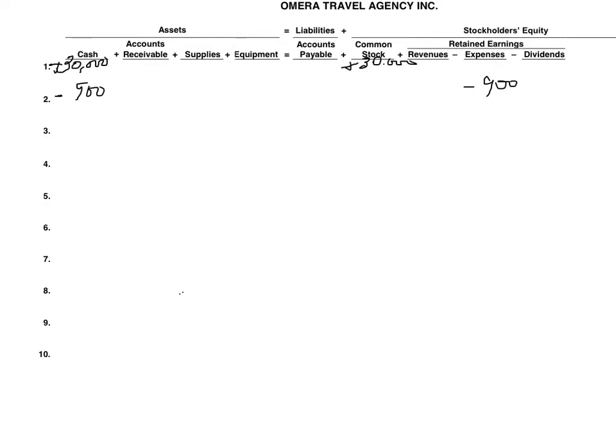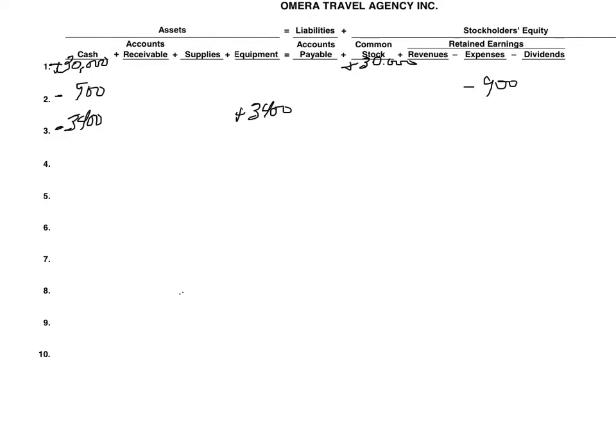Number three, we purchased office equipment for $3,400. Alright, so we paid cash, so negative $3,400, and I purchased office equipment, so over here it's positive $3,400. Now I have a negative and positive, but both on the same side of the equal sign, so therefore I'm still in balance. Number four, I purchased $200 in advertising on account.